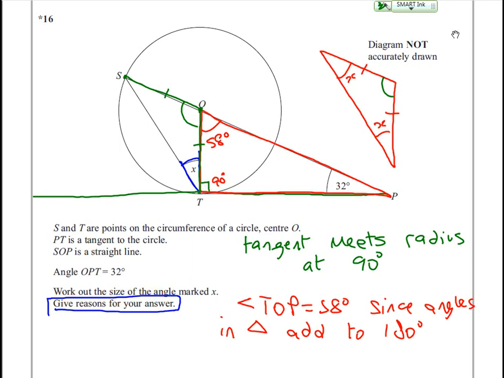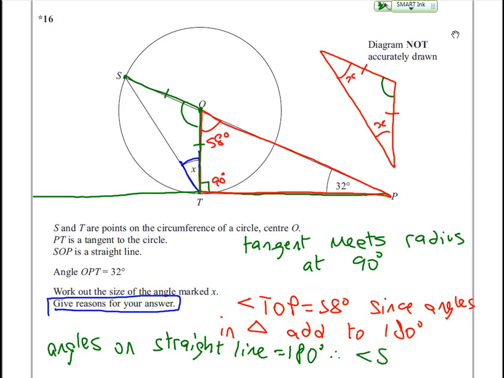So how are we going to find this one? Well, angles on a straight line equal 180, or add to 180 degrees. Therefore, this angle here, SOT, equals 180 take away 58, which is 122 degrees. So now back to this question.